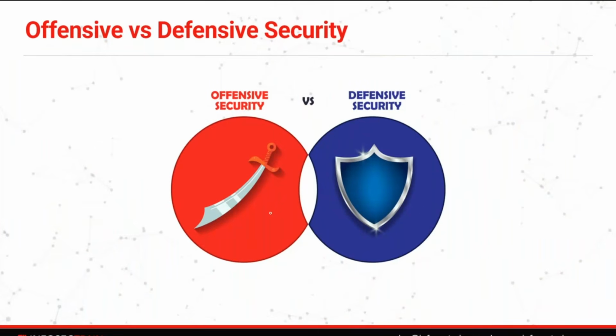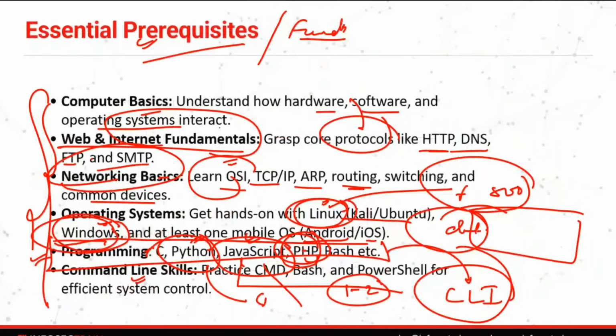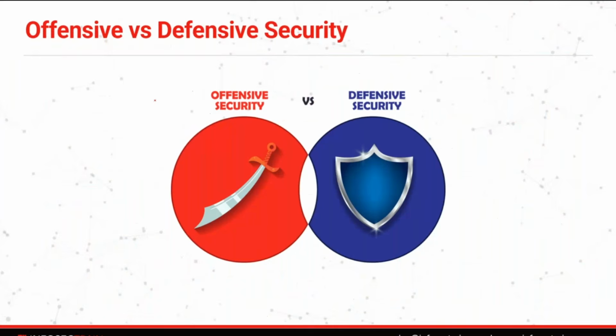Now let us assume that you are done with the prerequisites and you are a fresher here. You have some basic idea about computer science, networking, everything. Now what are you going to do? Now you need to choose one path in cybersecurity. It is a very, very huge domain. So here you can either go for the offensive side, or you can also go for the defensive side.